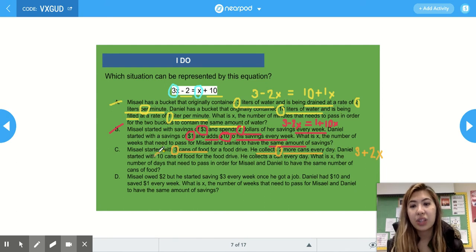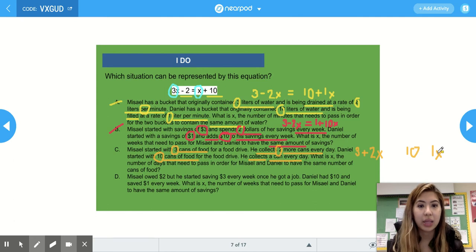Daniel started with 10 cans of food for the food drive, so that's going to be our constant. He collects a can every day, a can being 1 can, and then X again is still representing the number of days. What is X, the number of days that needs to pass in order for Misael and Daniel to have the same number of cans of food? So in this case, we have 3 plus 2x, which is not the same thing as 3x minus 2.